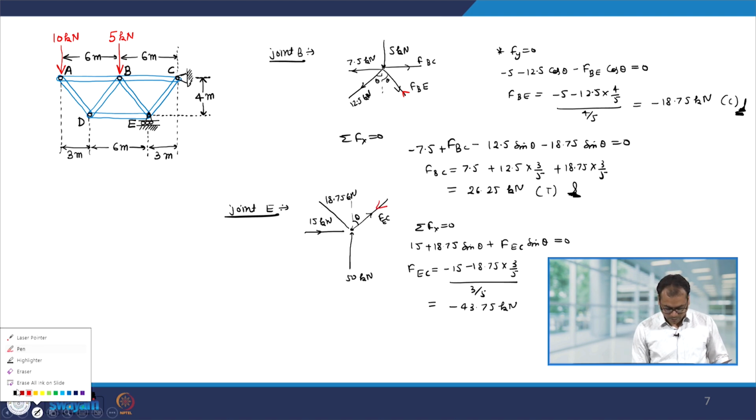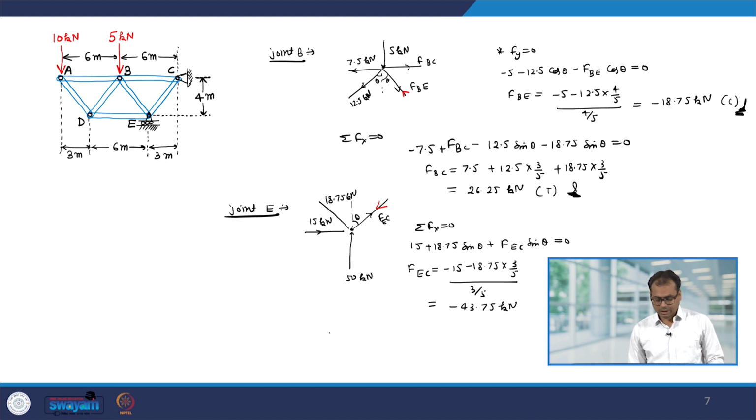So, with this we have calculated all the forces, and you can check by yourself that the summation Fy equal to 0 equation is already satisfied, and this confirms that all the forces that we have calculated are correct. So, with this let me stop here. In the next class we will look at the method of sections.